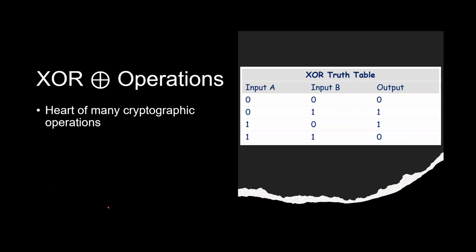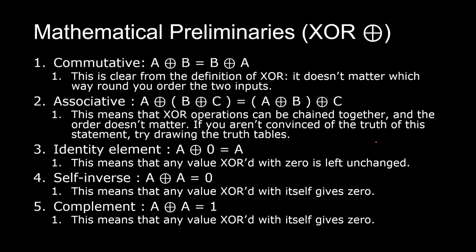As you can see here with our truth table, 0 and 0 is 0. 0, 1 is 1, 1, 0 is 1, 1, 1 is 0. So we can make an obvious observation that as long as the values are the same, the output will always be 0. While they are different, they'll be 1. And with that being said, brings us to our mathematical preliminaries on XOR.